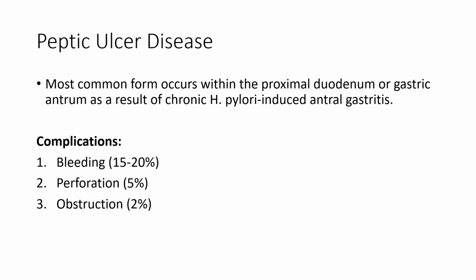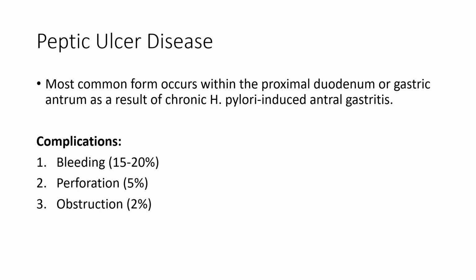So how does H. pylori infection cause peptic ulcer disease? Chronic H. pylori-induced antral gastritis causes peptic ulcer disease because it is associated with increased gastric acid secretion and decreased duodenal bicarbonate secretion, thereby leading to the imbalance between the damaging factors and protective factors, leading to a peptic ulcer disease. And as we said, the most common location is the proximal duodenum or gastric antrum.